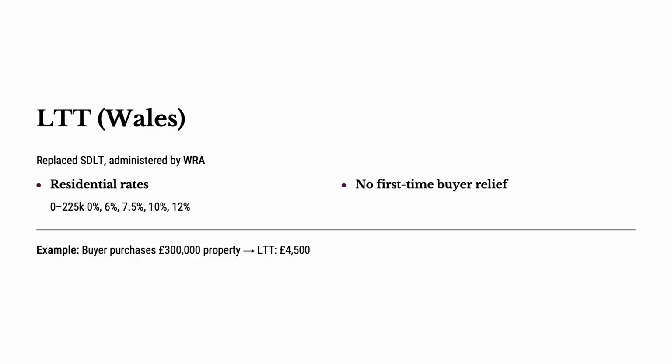Example, a buyer purchases a property in Wales for 300,000. They pay 0% on the first 225,000 pounds, then 6% on the next 75,000. That's 4,500 pounds LTT. Compare that to England, where it would be 0% on 250,000 pounds, then 5% on 50,000, equals 2,500 SDLT. The Welsh system generally results in higher tax at mid-range prices.